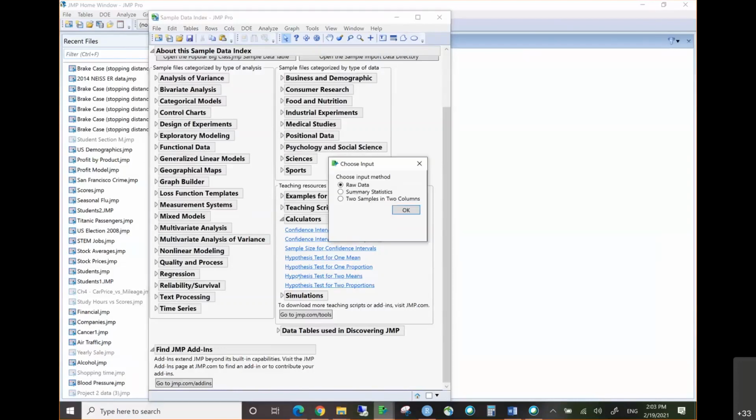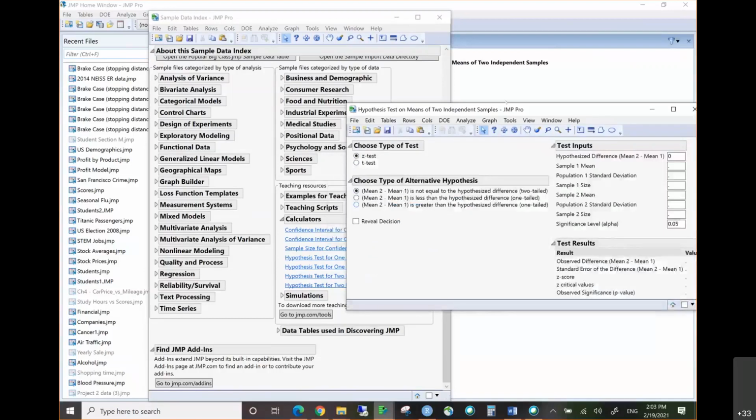If we click that, we still have three options: raw data, summary statistics, and two samples in two columns. If you have the detailed value for each sample, you can choose two samples in two columns. Otherwise, for our example here, we only have a table with all summaries: the sample sizes, the sample means, and the sample standard deviations, but not the detailed value for every observation. So we choose summary statistics.